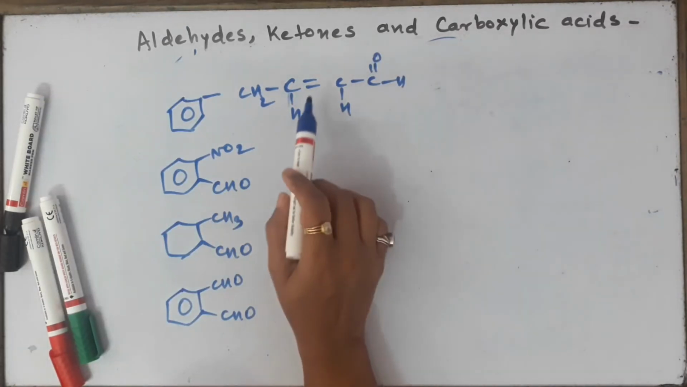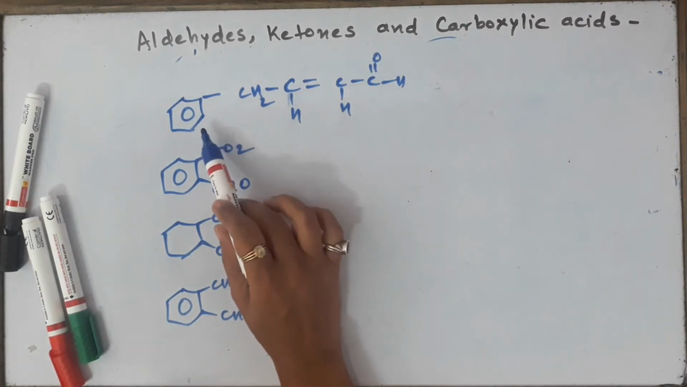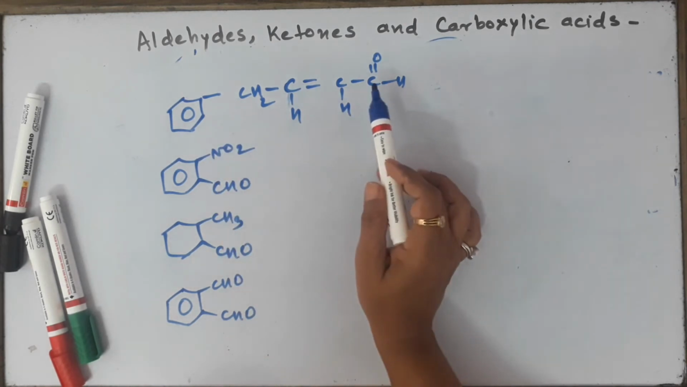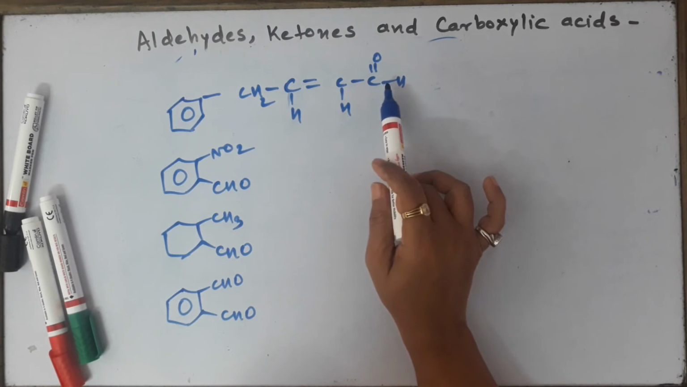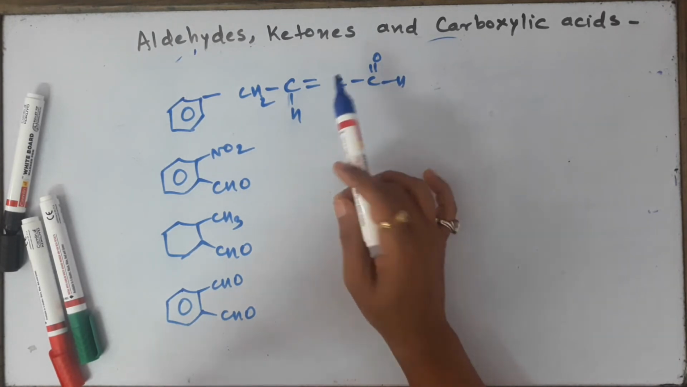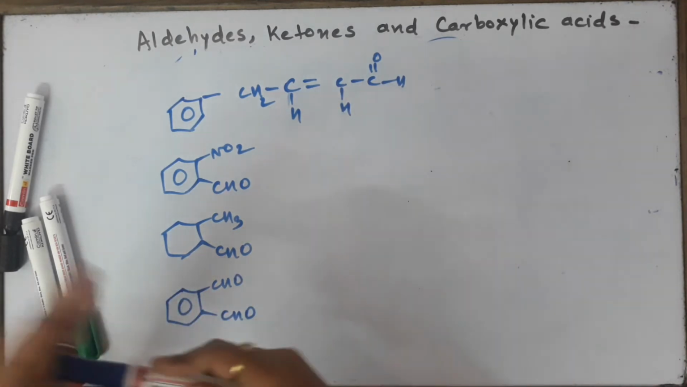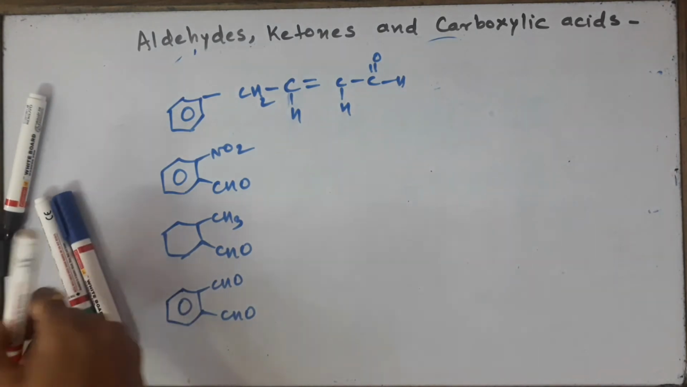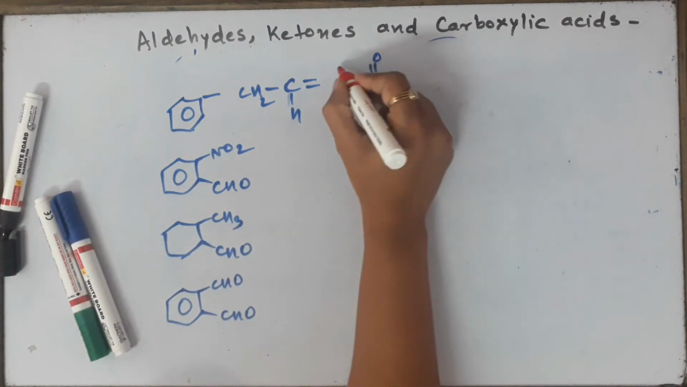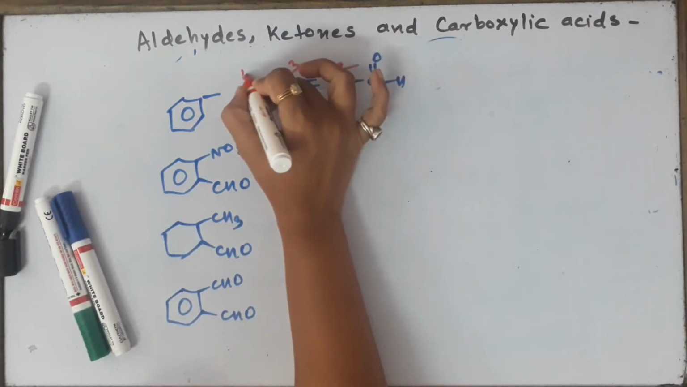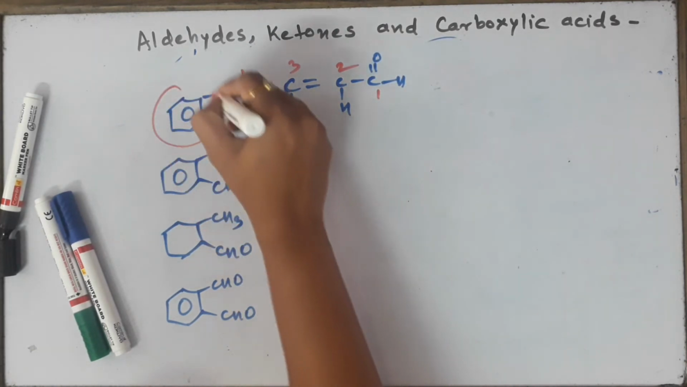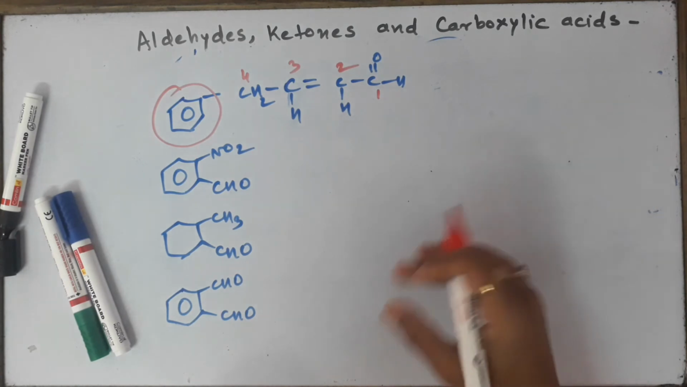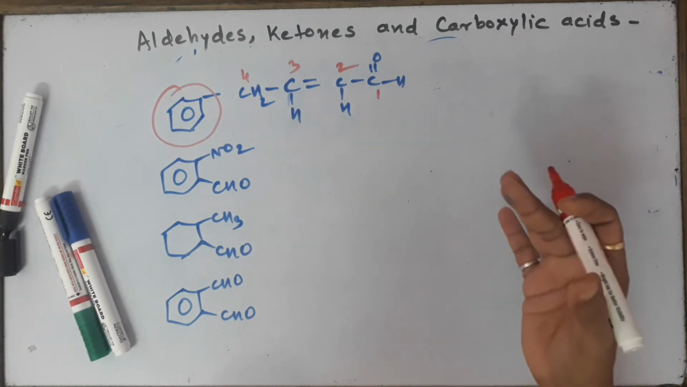We can see we have a benzene ring attached over here, but it is not attached to the CHO. Okay, so we'll not call it an aromatic aldehyde, and this aldehyde is a derivative of alkene. This is my alkene. So I will now number this compound like this: 1, 2, 3, 4. So phenyl, this is called phenyl. Whenever benzene is attached as a substituent, it is called phenyl.